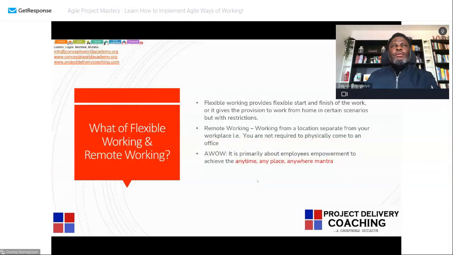So now let's talk about flexible working. Flexible working is not the same thing as agile ways of working. Flexible working is when you are given flexible start and finish of the work, or they allow you to work from home from time to time, right? That's flexible working. Okay. Now, remote working is when you work from a location separate from your workplace. You are not required to physically come to an office.